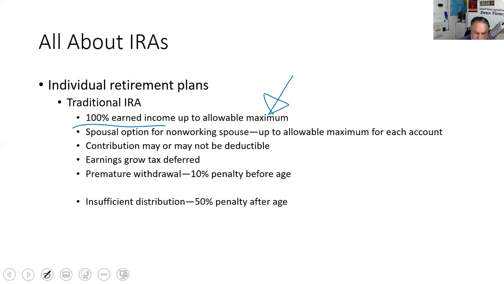You can have a spousal or non-working spouse. The contribution may or may not be deductible because there's a phase-in of deductibility based on, do you have access to a qualified plan through your employer or your spouse? And so it may or may not be deductible. I told you they don't want to get into the phase of deductibility because it would be a mess in terms of trying to keep the Q bank current. The earnings grow tax deferred. That's true of all retirement plans, qualified and non-qualified. And if you get the money before you're 59 and a half, there's a 10% penalty in ordinary income. I would definitely know that.